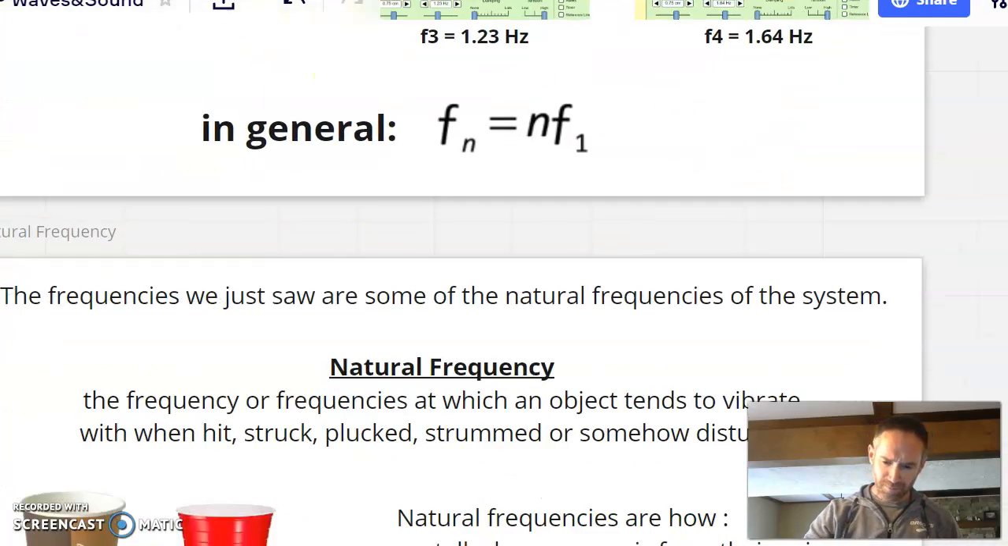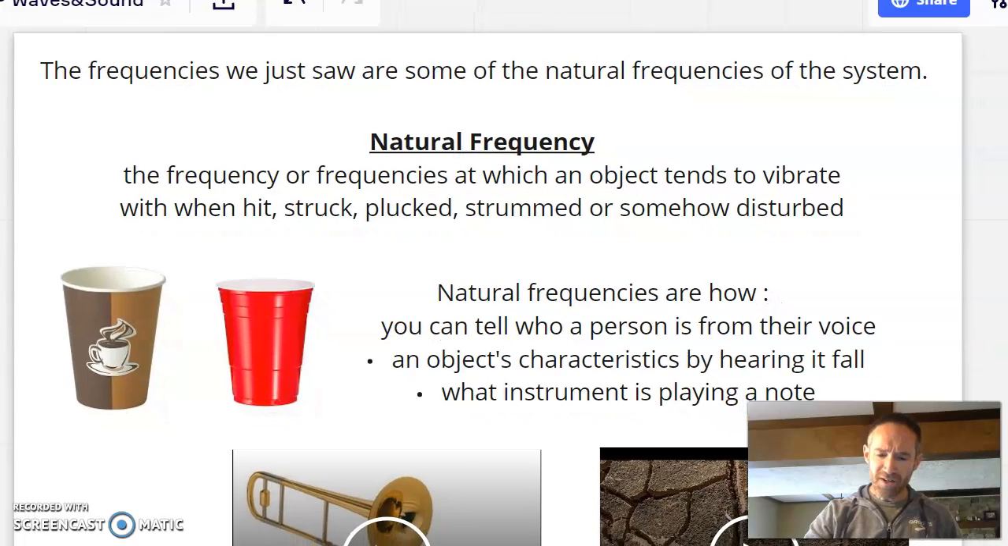So those frequencies that cause that humongous amplitude are called natural frequencies. Everything, no matter what it is, because of how it's made and what it's made of, has natural frequencies. Say I wanted to figure out the natural frequencies of a particular thing. Nothing could be simpler. All you have to do is hit that thing.